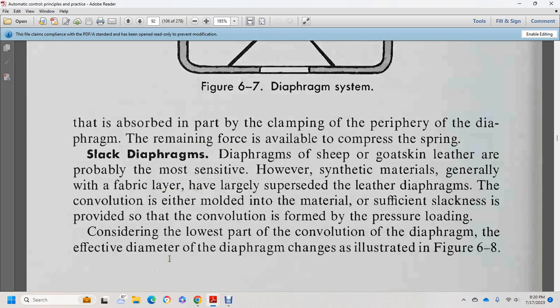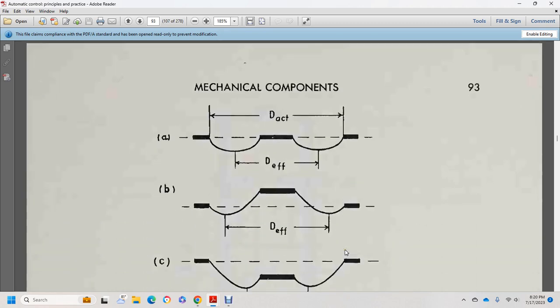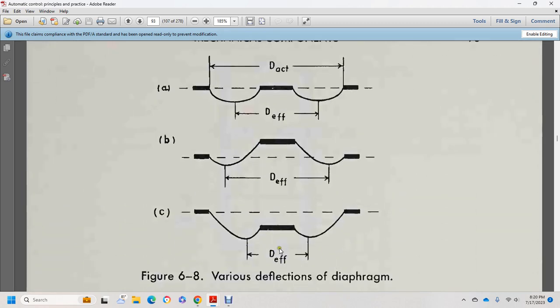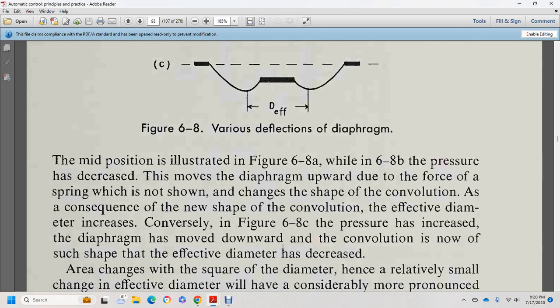Diaphragms of sheep and goat skin leather are probably the most sensitive, though synthetic materials, generally fabric layers, have largely superseded leather diaphragms. These form convolutions, with sufficient slackness in the material to provide the convolution form under pressure loading. Considering the lowest part of the revolution of the diaphragm and the effect of the change in diameter, figure 6.8 shows the different variants of diaphragm deflection. The mid position is illustrated in figures 6.8a and 6.8b. As pressure is increased, the diaphragm moves upward due to the force of the spring, which changes the slope of the convolution.